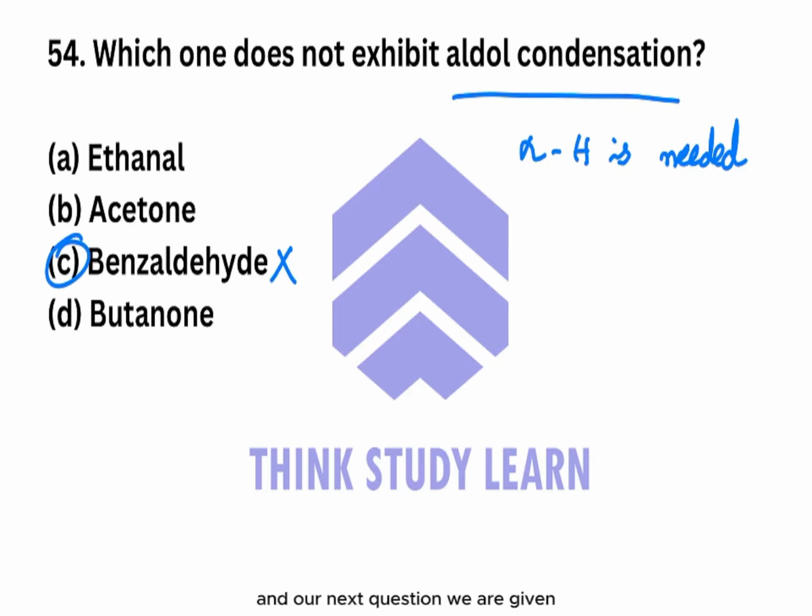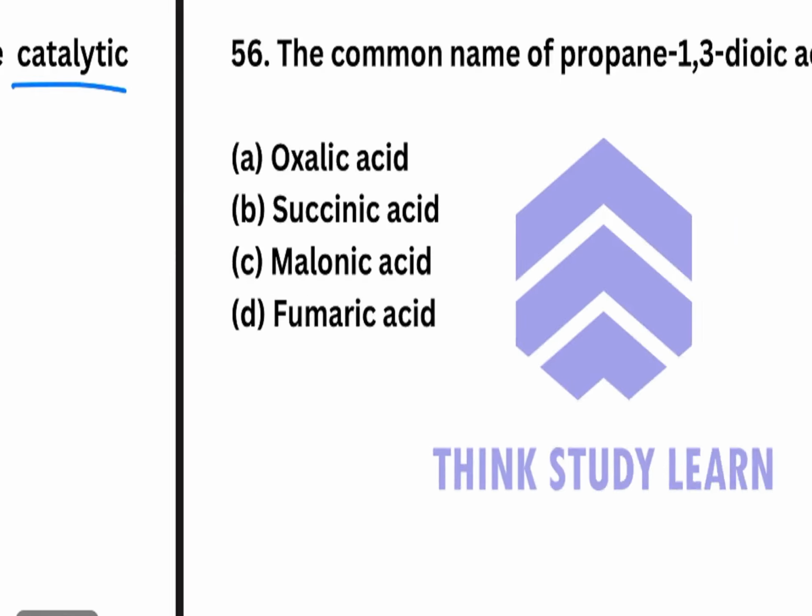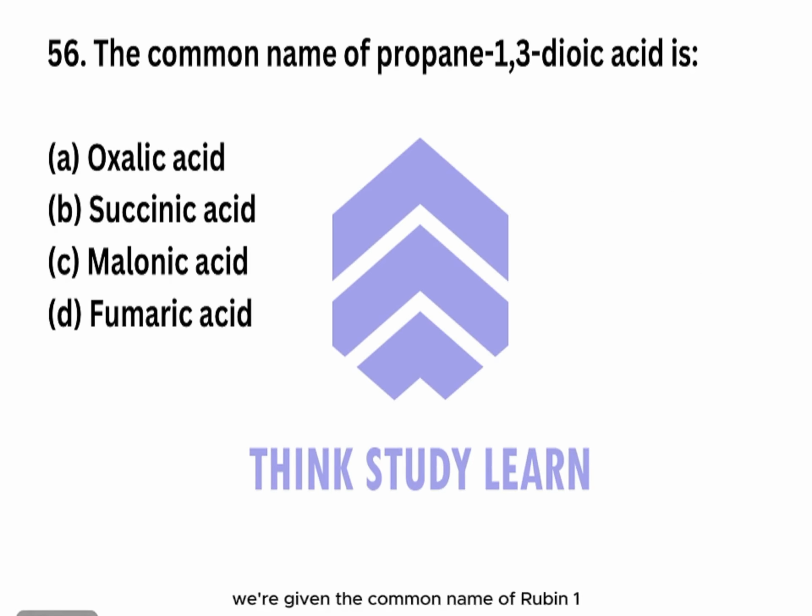In our next question, we are given for industrial preparation of CH3CHO, the catalytic promoter is what? In this process, copper chloride is used as a catalytic promoter. In the next question, we are given the common name of propane-1,3-dioic acid is what? This is also known as malonic acid.